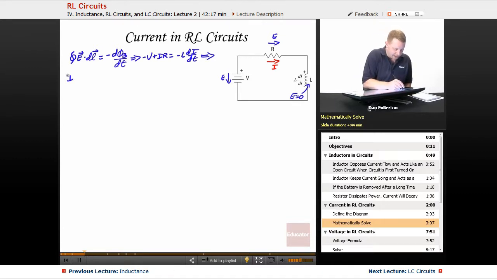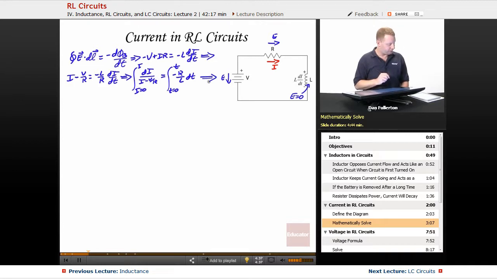So let's start to rearrange this a little bit. We have I minus V over R must equal minus L over R di dt as we work to separate our variables in our differential equation. Which implies then that, as we separate these, di over I minus V over R must equal minus R over L dt. So the integral from I equals 0 to some final I must equal the integral from t equals 0 to some final value t.